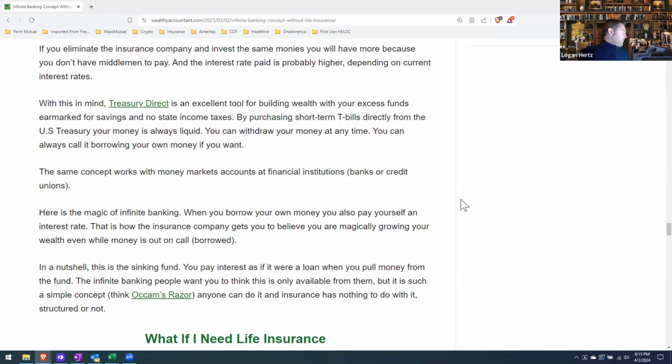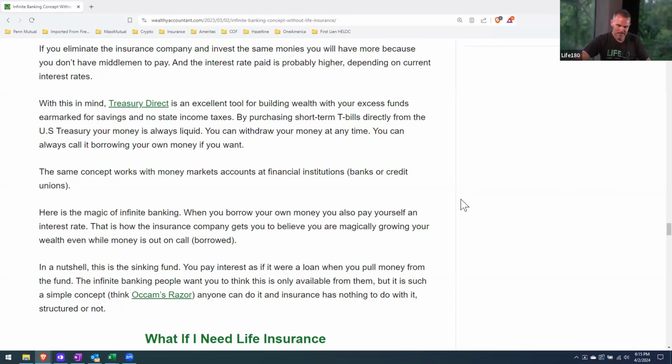Here is the magic of infinite banking. When you borrow your own money, you also pay yourself an interest rate. That is how the insurance company gets you to believe you are magically growing your wealth, even while money is out on call, borrowed. You are not paying yourself an interest rate. Let's be real clear about that. You are paying the interest rate to the insurance company while simultaneously earning an interest rate on the money you collateralized. So let me just clarify that. Correct. Again, it's always a straw man argument, right?